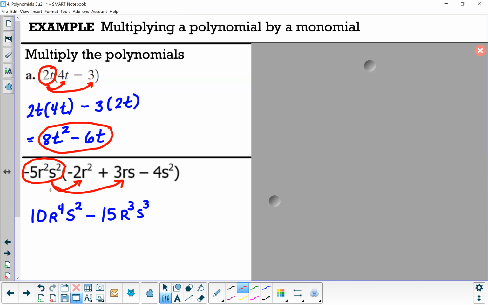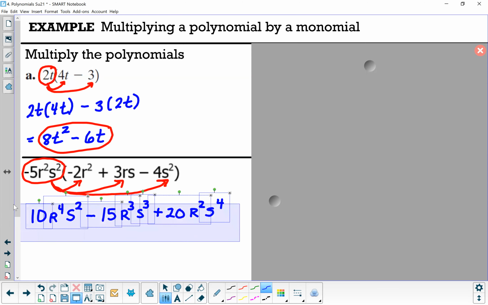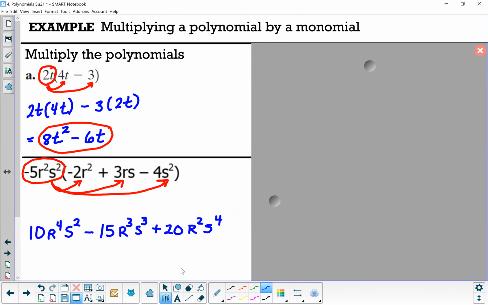And then lastly, we distribute the negative 5r squared s squared to the minus 4s squared. So multiply the negative 5 times the negative 4, so you get plus 20 r squared, and then multiply the s squared times the s squared, add your exponent, so we have s to the 4th power. All right. And that is our final answer.